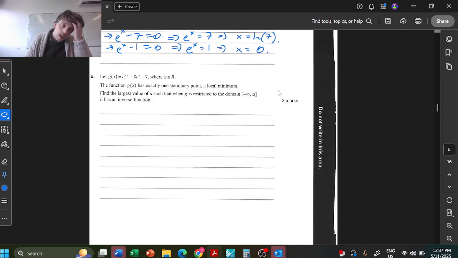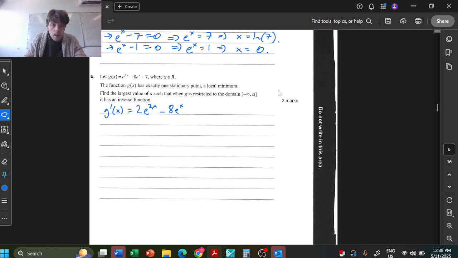Okay, so now we need to consider the function has exactly one stationary point, which is a local minimum. So we're dealing with something to do with the derivative. So let's just go ahead and take the derivative of this function. Minus 8 e to the x. So that there is the derivative of this function, just using our knowledge of exponentials. So the derivative of e to the x is just e to the x. So this gives us this.